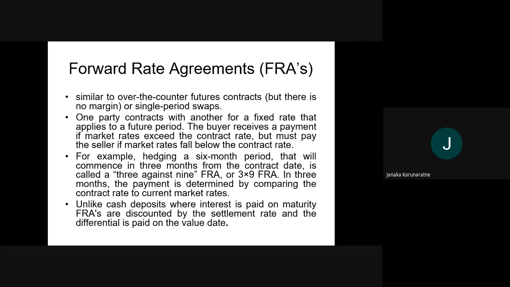So I, Bank A, am the buyer of a FRA, and Bank B is the seller of the FRA. The FRA rate is 10%. But now we come to April 2nd and the market interest rates are 12%. So what happens under the forward rate agreement?